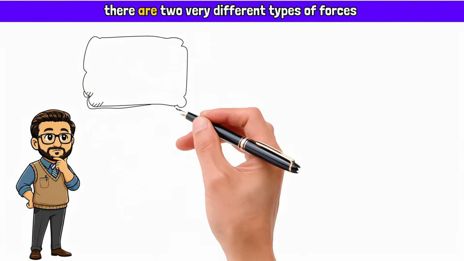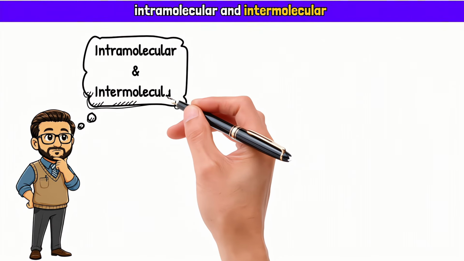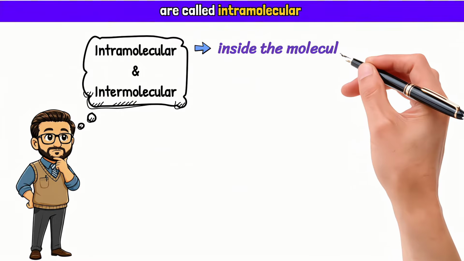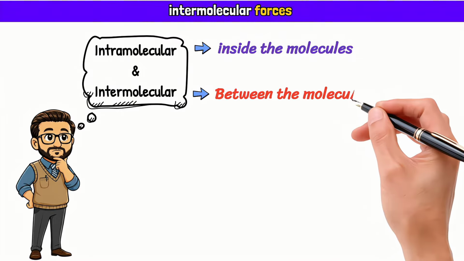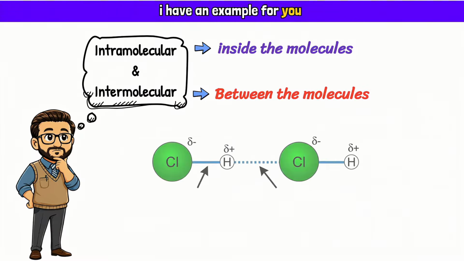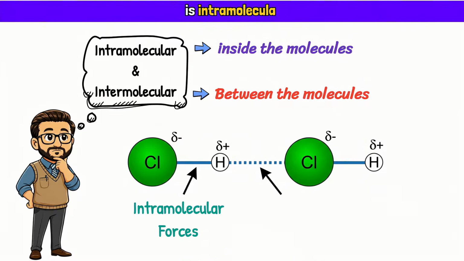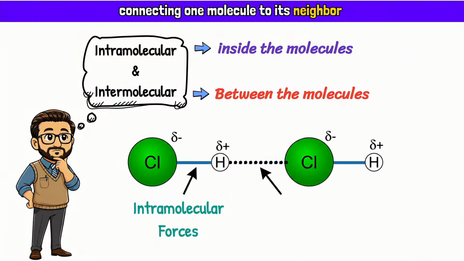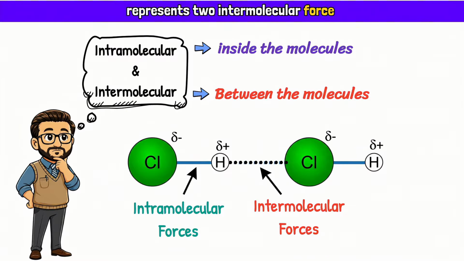In chemistry, there are two very different types of forces: intramolecular and intermolecular forces of attractions. Forces inside the molecule are called intramolecular, and forces between molecules are known as intermolecular forces. I have an example for you. The solid lines connecting the hydrogen and chlorine is intramolecular because this bond is inside the molecule. But look at the dotted line connecting one molecule to its neighbor. That dotted line represents intermolecular force.